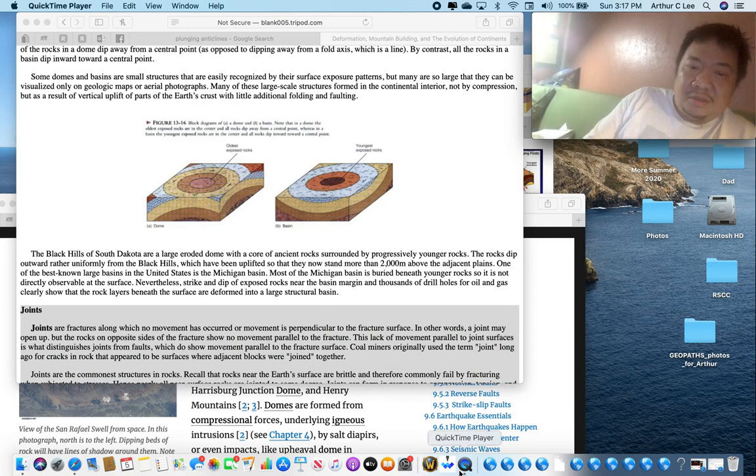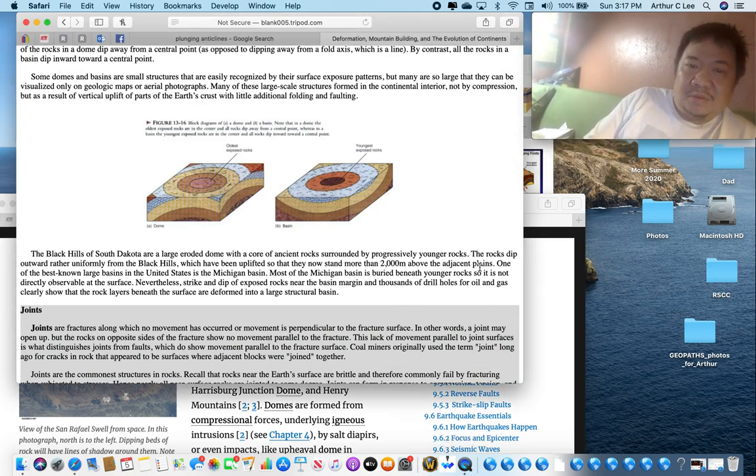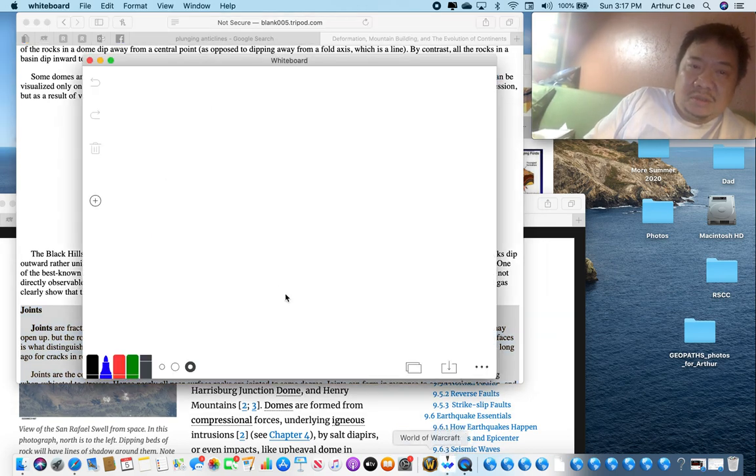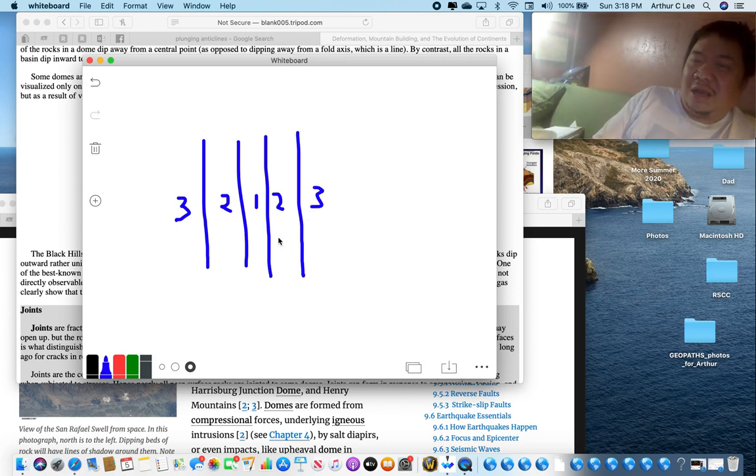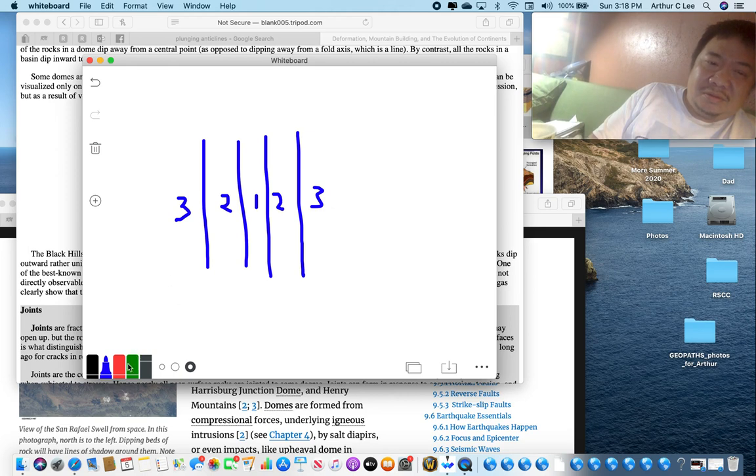Okay. So, if the oldest rocks are in the center, one is older than two, and two is older than three, what is this? That's not a bullseye. So it's not a dome. This is an anticline, right? This is an anticline.